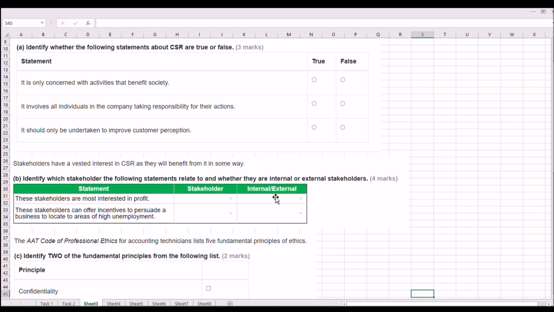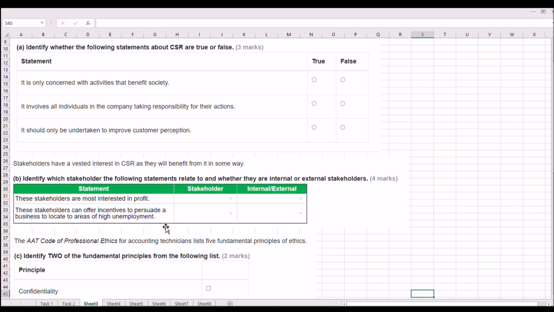Now, in terms of internal or external stakeholders, this includes the shareholders in this instance. So they'll be internal. The internal stakeholders are going to be things like managers, staff members, and shareholders. External is going to be customers and the government, and the wider community. So the internal ones here, although it goes against the business entity concept, the shareholders are going to be internal in this instance.